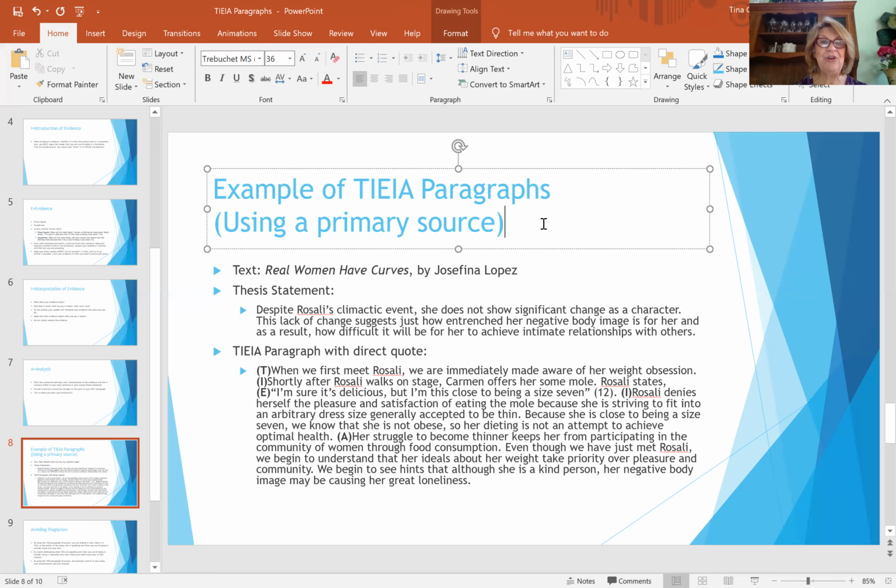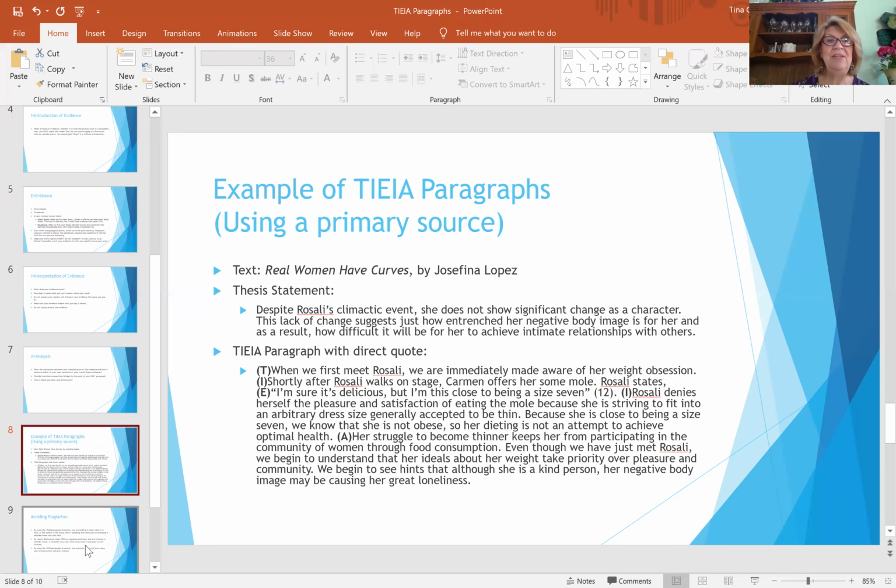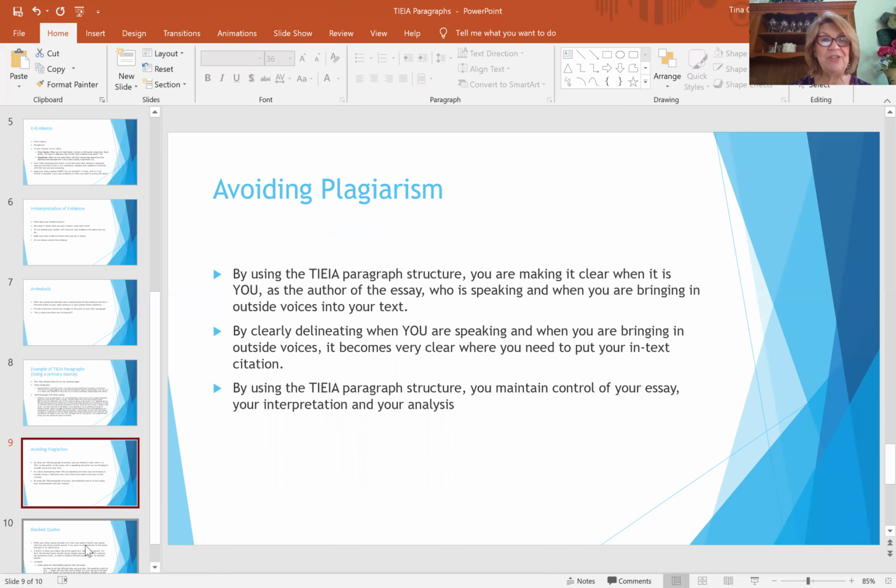Notice how you can go back and identify each sentence TIEIA. You should be able to do that with each of your body paragraphs. Using the TIEIA structure also helps you avoid plagiarism by clearly delineating when it's your voice and when it's another voice that's being brought in. You therefore avoid plagiarism. You don't accidentally use somebody's idea as your own. You also are signaled when you need to put in text citation.